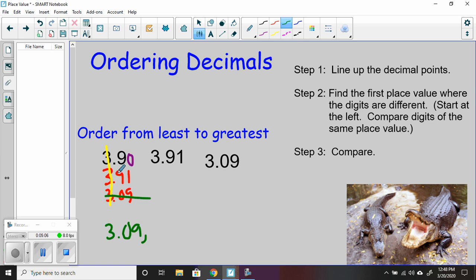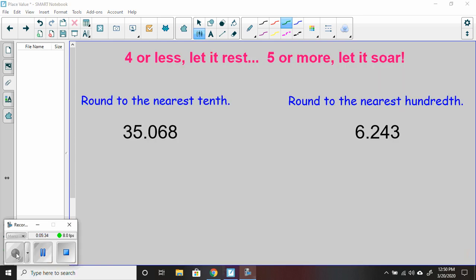And then I look, and these both have 9s in the tens place, so that doesn't help me. Then I look and see there's a 0 in the hundredths place and a 1 in the hundredths place. 0 is less than 1, and I'm doing least to greatest, so this is the next number I would write down. And that leaves me with 3 and 91 hundredths as the greatest number. Look at each individual number. The number of digits does not determine its value. You have to look at each place value.